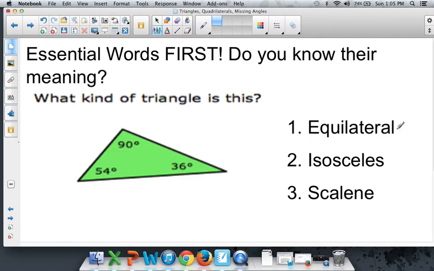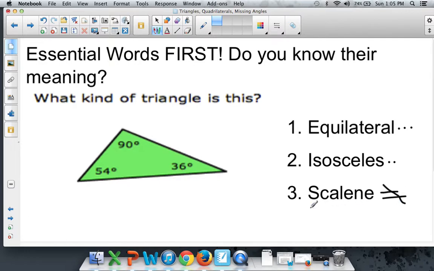In an equilateral triangle, 3 sides or angles, either one, are the same. In isosceles, 2 sides or angles are the same. And in a scalene, nothing's the same. It's all a bunch of crazy stuff.